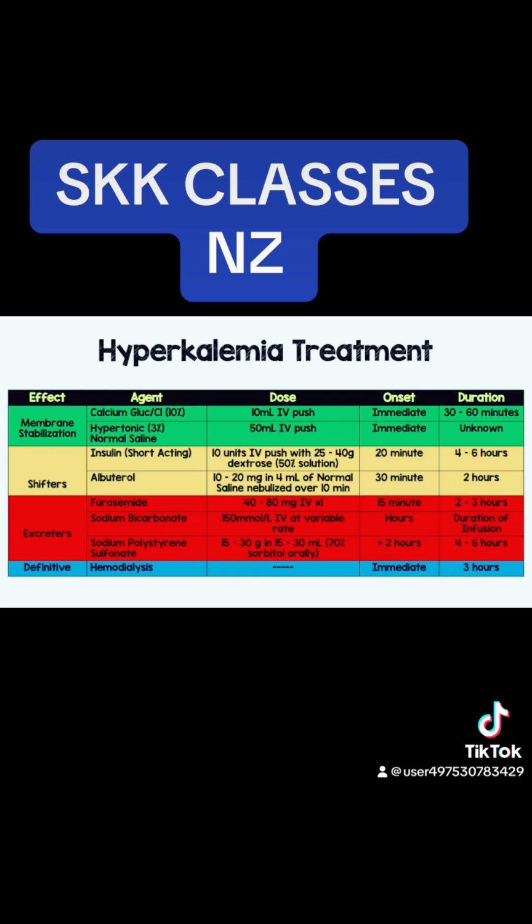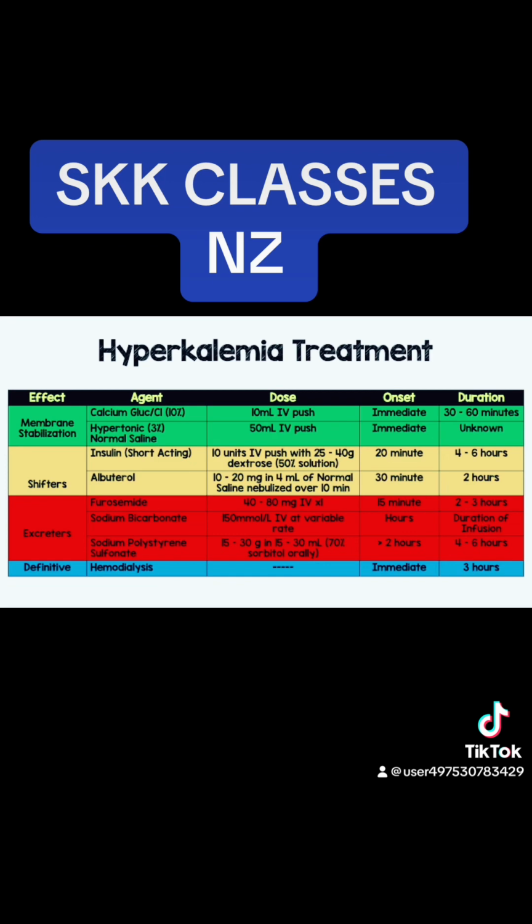So to prevent that, insulin plus dextrose, they both are the shifters. Okay, so they will bind with the extra potassium in the body and help the body to excrete it outside. Okay, next is your albuterol, that can also be given 10 to 20 milligram in 4 ml of normal saline, nebulized over 10 minutes, and its onset is 30 minutes and duration is 2 hours.